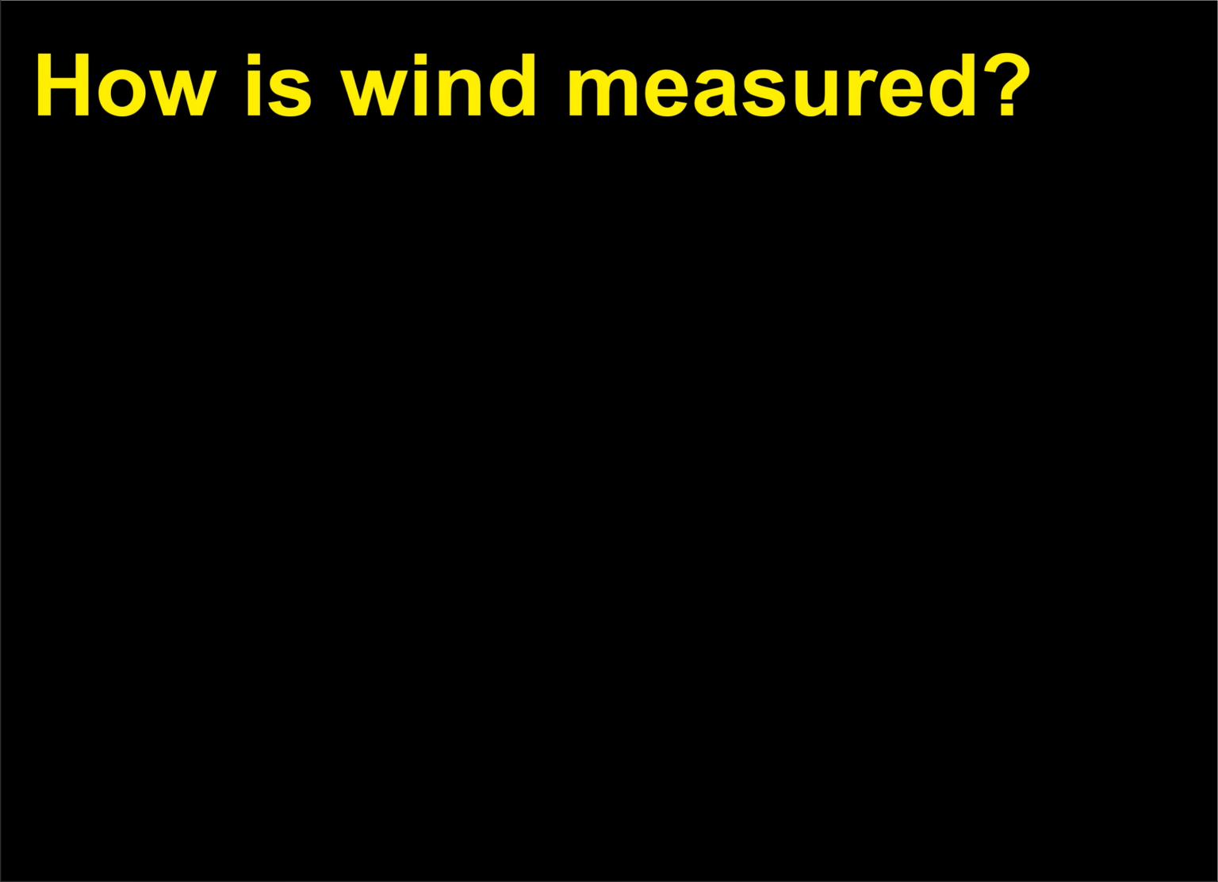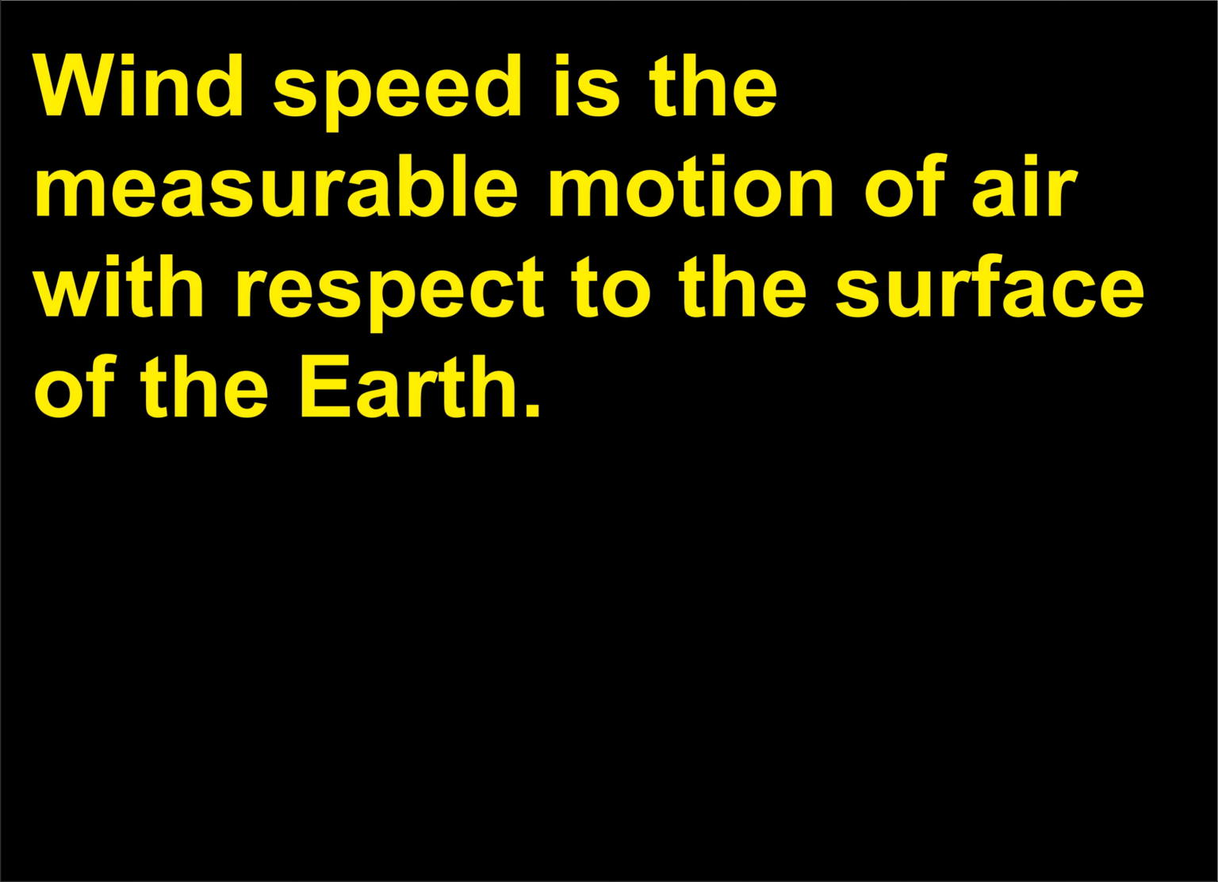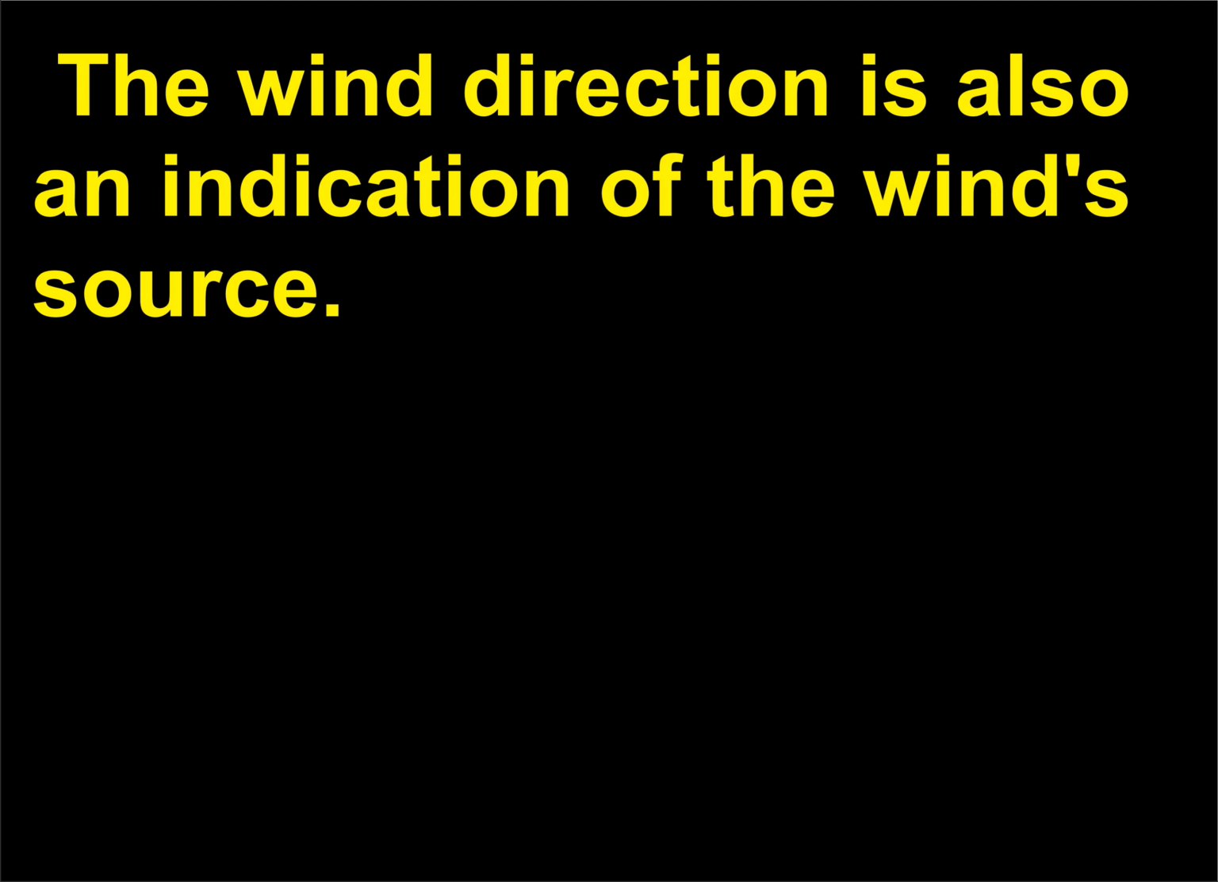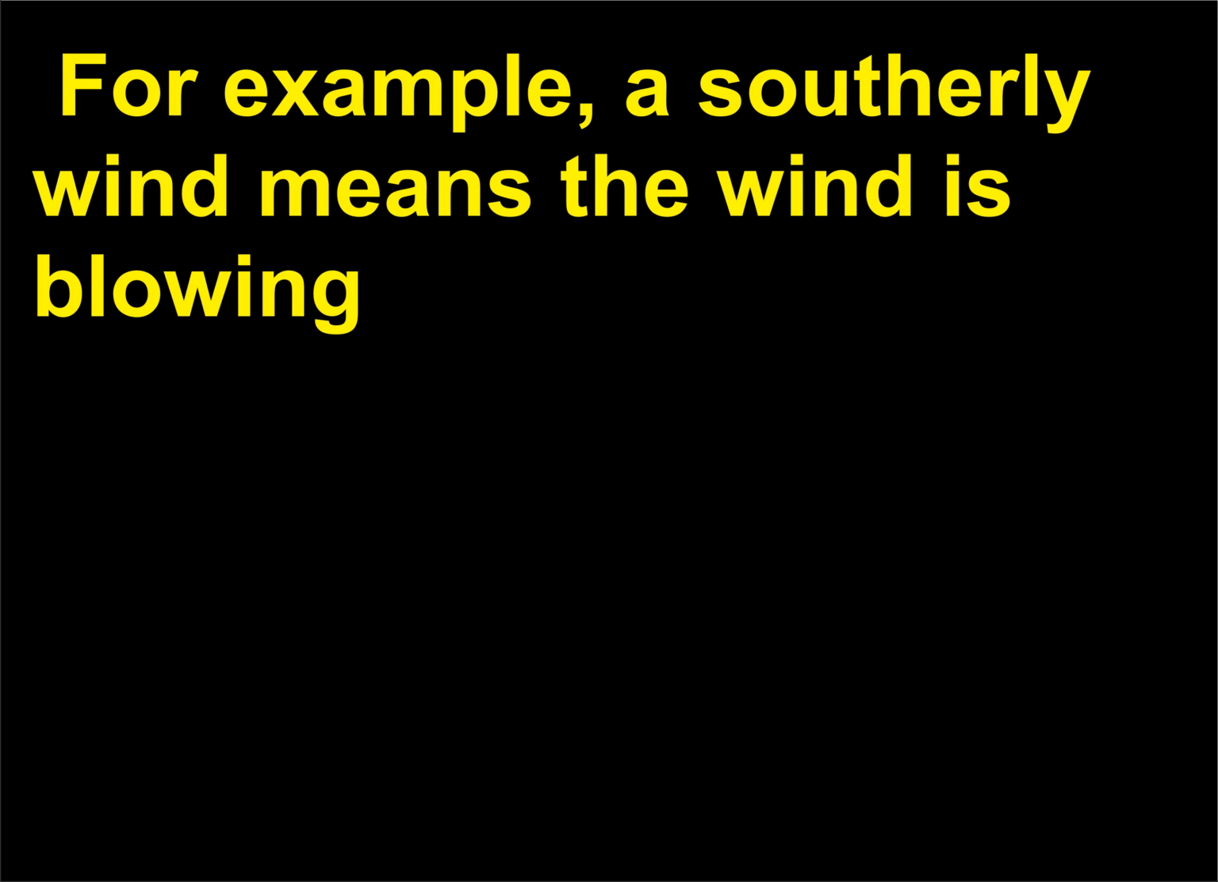How is wind measured? Wind speed is the measurable motion of air with respect to the surface of the earth. It is measured in terms of a unit distance over a unit time, such as miles per hour. The wind direction is also an indication of the wind's source. For example, a southerly wind means the wind is blowing toward north. It is coming from a southerly direction.